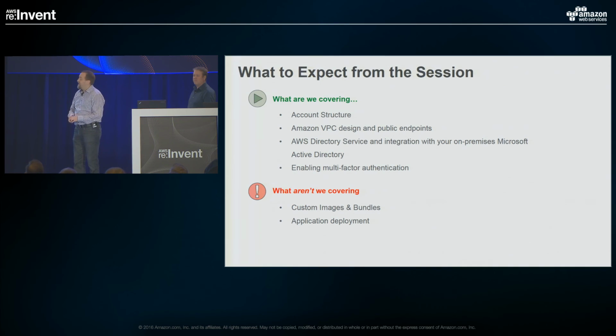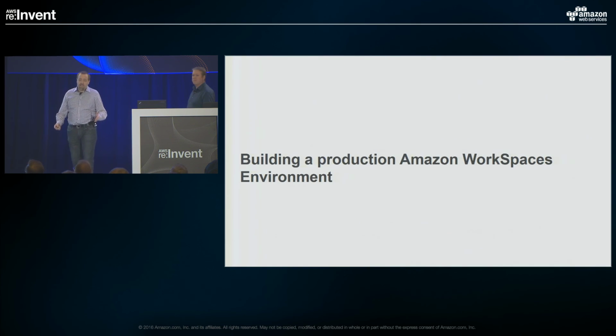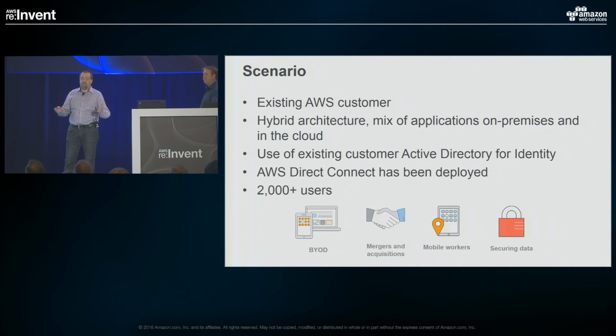What we will not be talking about is custom imaging, bundles, a lot of the core things around like provisioning an actual workspace. So these are important concepts to cover when you're planning your design for your Workspaces environment, because they're very difficult to go back and change later. So we want to make sure that you're enabled to get these things set up and configured correctly at the outset of your experience with Amazon Workspaces. So with that, we're going to go straight into building a productive environment.